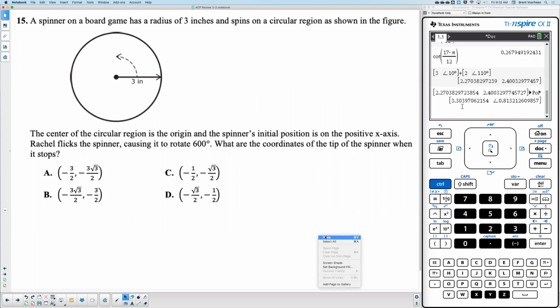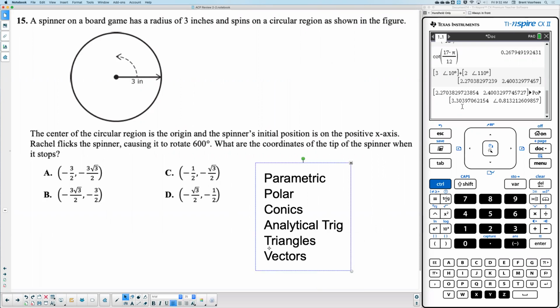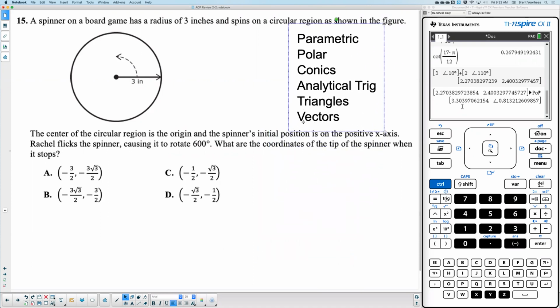Now, this one might be a little bit trickier for you to figure out what type of problem this is. But it is one of those types of problem. Which one would this fall under? Yeah, I would put it under polar. Now, technically, it might go under analytical trig, but I would put it under polar because what? What are you seeing here?